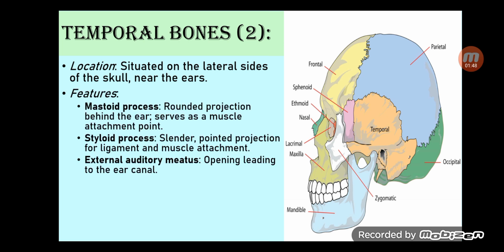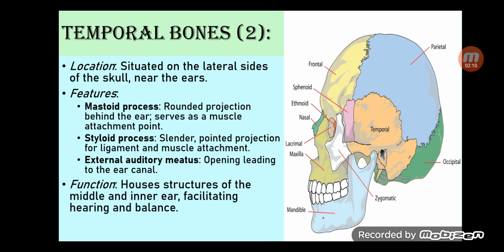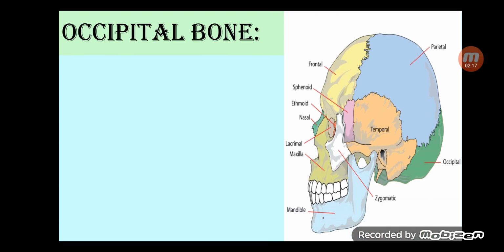Talking about its features, it has the mastoid process, that is a rounded projection behind the ear, and it serves as a muscle attachment point. Then it also has the styloid process, that is a slender pointed projection for ligament and muscle attachment. Then it also has the external auditory meatus, that is the opening that leads to the ear canal. Talking about the function of the temporal bone, it houses the structures of the middle and inner ear and thus facilitates hearing and balance.